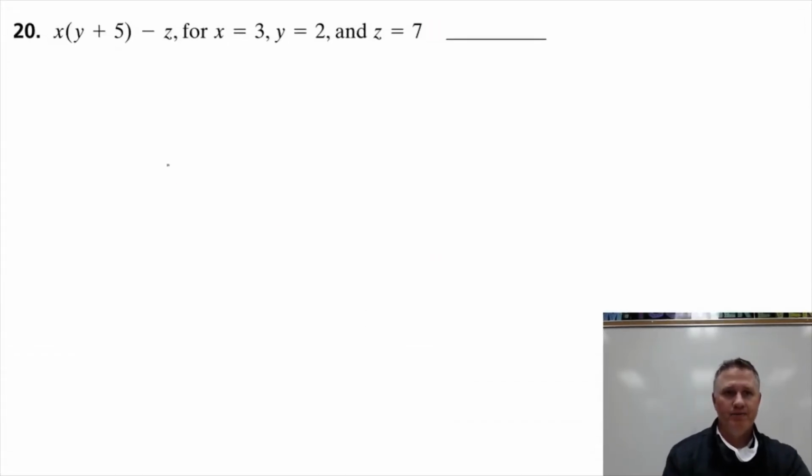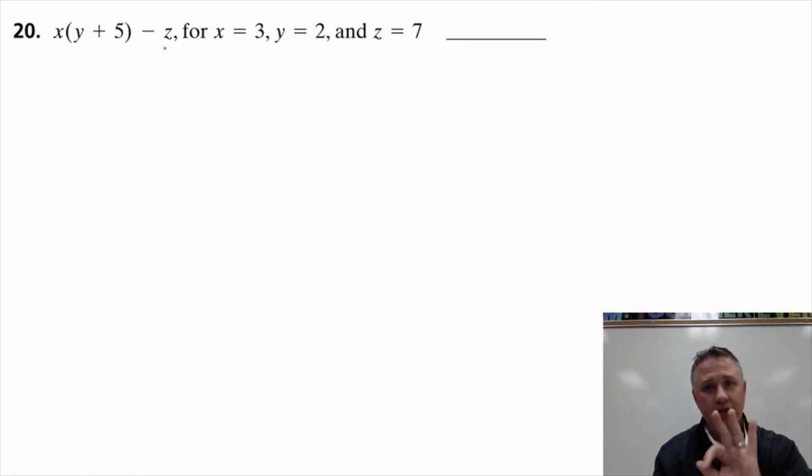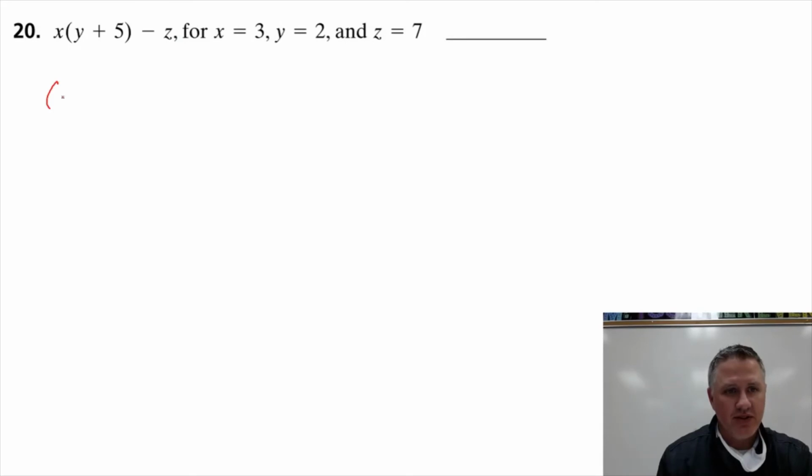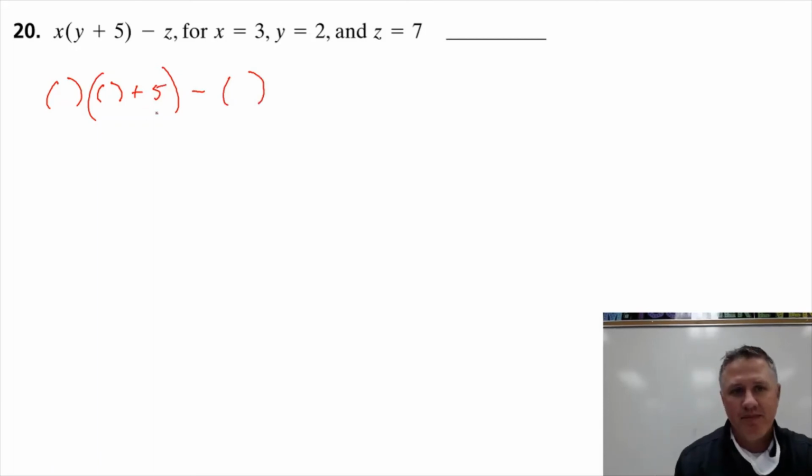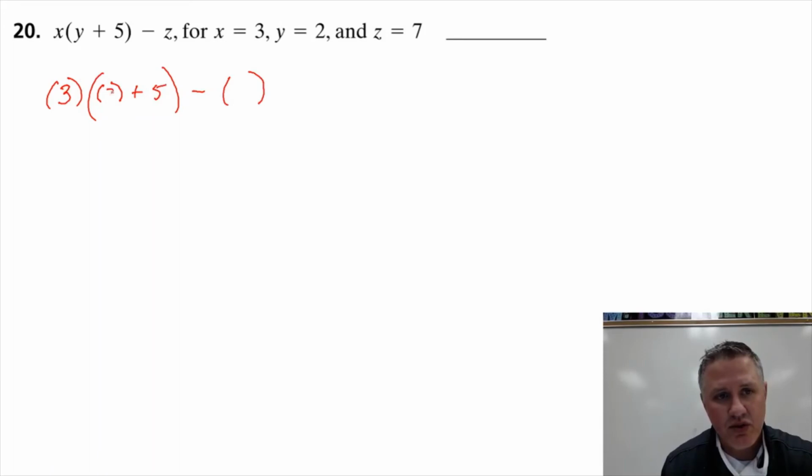All right, we got a couple problems left. Notice I've got x, y, z, 3 variables. So I've got 3 sets of parentheses. Got a lot of stuff going on here. I got the x, I got a present box for the y, plus 5 minus z. Okay? All right, so let's substitute. X is 3, y is 2, and z is 7.